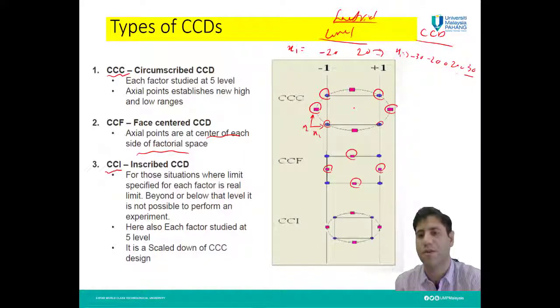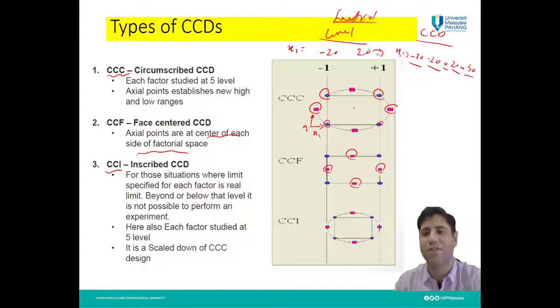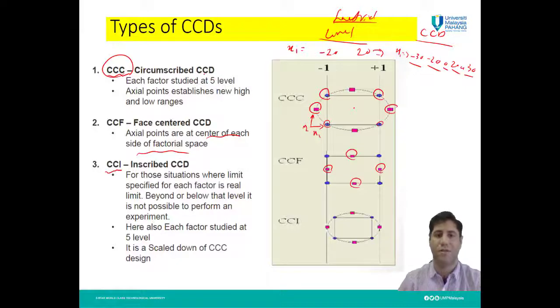So you can see here we have 5 levels, and we can have -30. However, in factorial design, the minimum level for this factor, which is temperature, was -20 degrees Celsius. We can also have -30 degrees Celsius. Then we can use this CCC design for our central composite design. But imagine x1 is time.